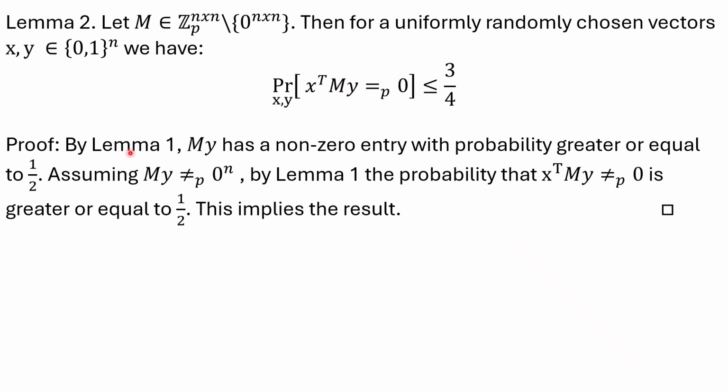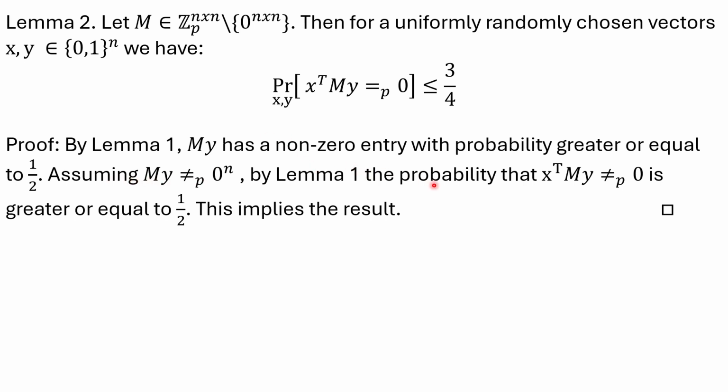Proof. By lemma 1, My has a non-zero entry with probability greater than or equal to half, because we said the probability that it's 0 is less than or equal to half. So the probability that it's not 0 is greater than half. We assume that My is not 0.